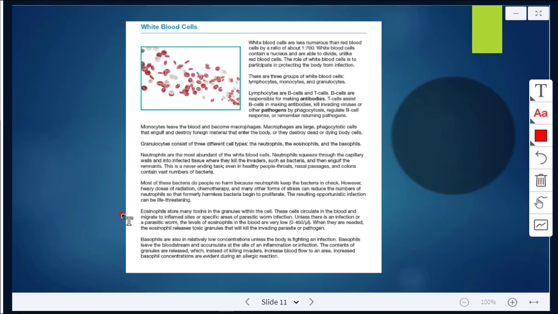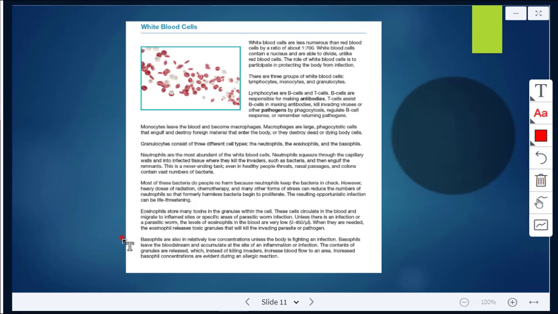Eosinophils store many toxins in their granules within the cell, and these cells circulate in the blood. They'll migrate to inflamed sites or specific areas of, for example, parasitic worm infection. Unless there's an infection or a parasitic worm, the levels of eosinophils in the blood are very low. When they're needed, the eosinophils release toxic granules that will kill the invading parasite or pathogen.